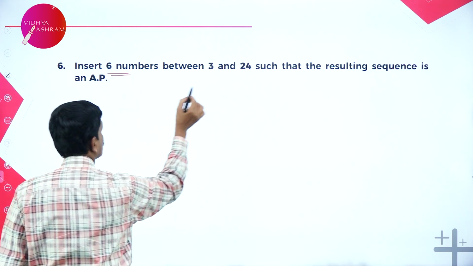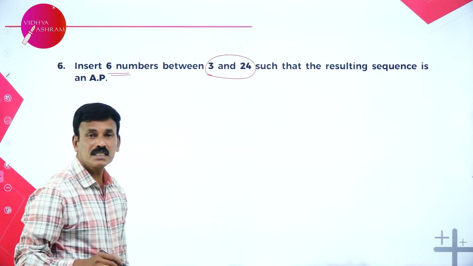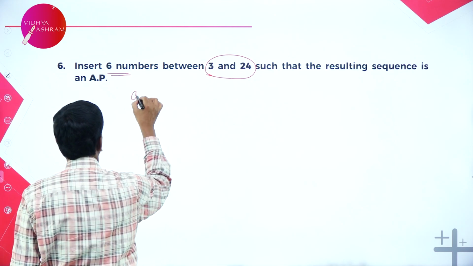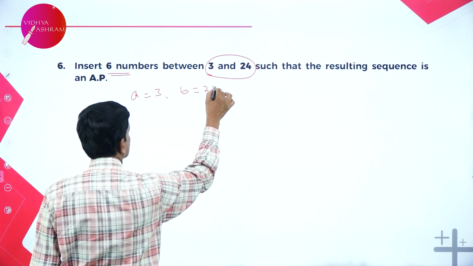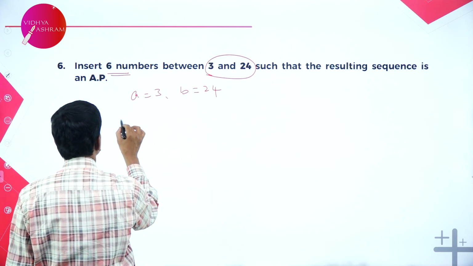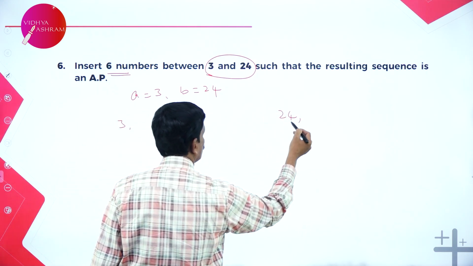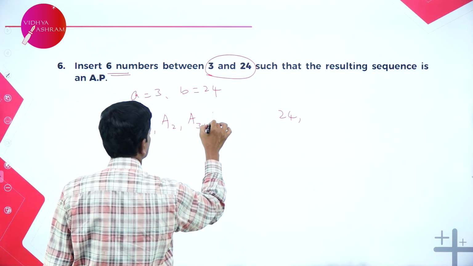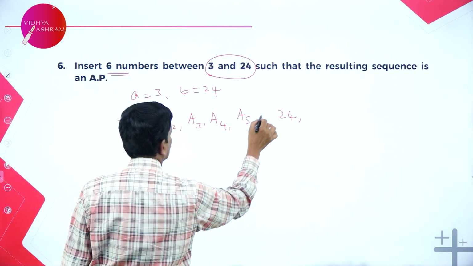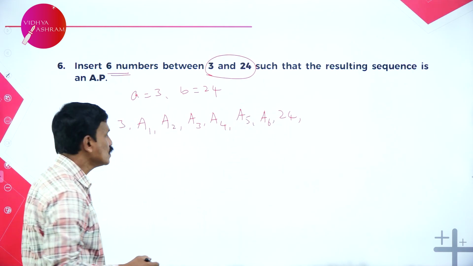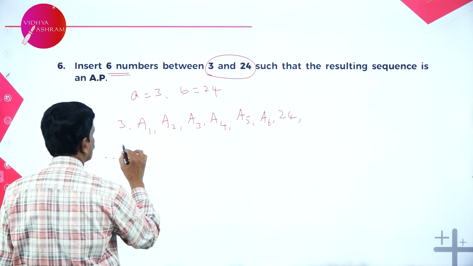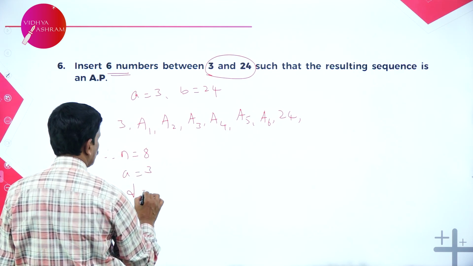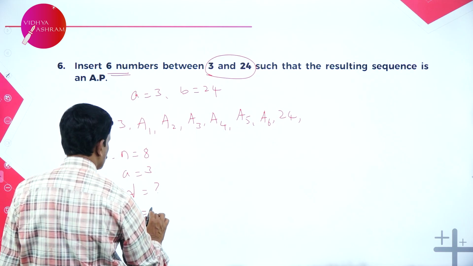So insert 6 numbers between 3 and 24 such that the resulting sequence is an arithmetic progression. Let us take a is equal to 3 and b, the last term, as 24. So in between 3 and 24, we have to insert 6 numbers. Let us call them A1, A2, A3, A4, A5 and A6. So what is n? The number of terms is 6 plus 2, that is 8, and a, the first term, is 3 and the common difference we don't know. The last term b is equal to 24.